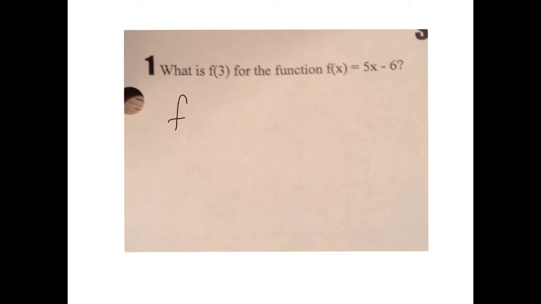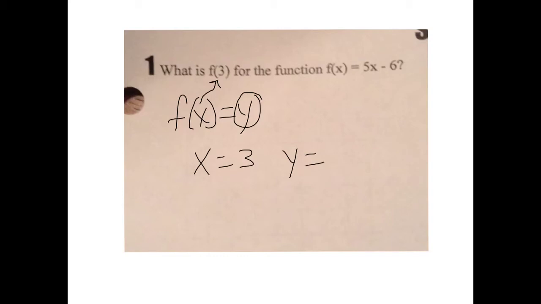So we learned in class that f of x equals y. So this number inside of here is x. So we don't know y. So essentially what it's asking is, when x is 3, what is y? Or another way to look at it in a table is, when x is 3, what's the y value? Okay. So a couple of ways to do this.